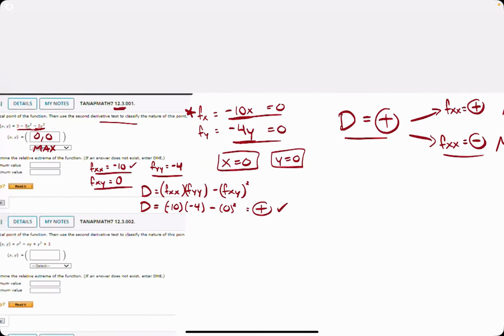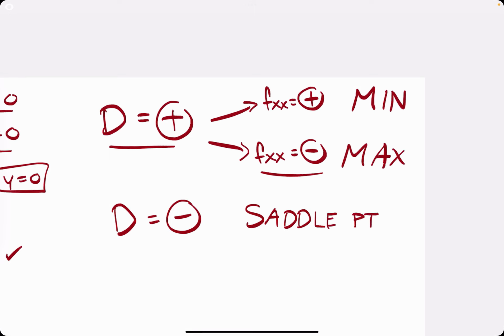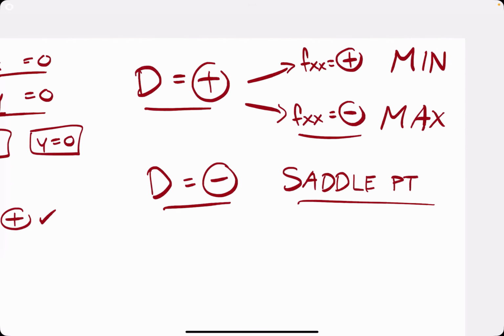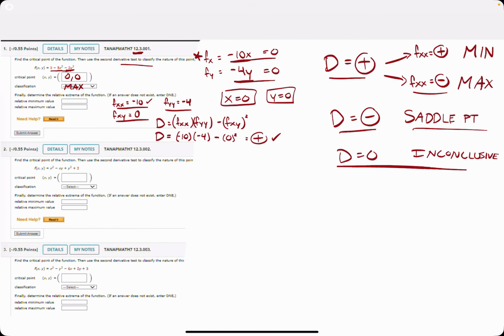Okay? That's the classification. Let's talk other classifications. When d is negative, it's neither a max nor a min. It's automatically a saddle point at whatever critical point you did the second derivative test for. And then if you happen to get d equals 0, we say that's inconclusive. It doesn't really tell us anything. There's nothing we can say about that critical point, okay? So that's the criteria. That's the second derivative test.